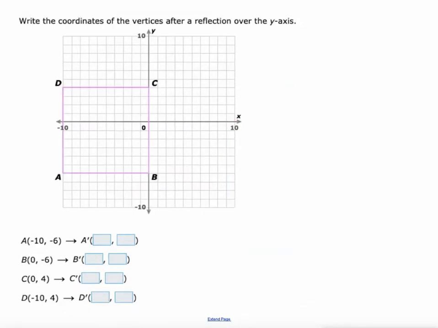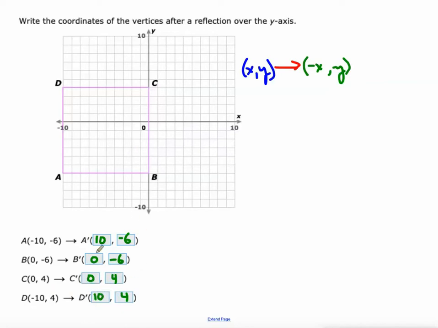All right, how about this one here? We're reflecting over the y-axis. So what's our rule? Our rule is when we reflect over the y-axis, when we have a point like x, y, that becomes -x, +y. So you take the opposite of the x and the y stays the same. So y stays the same. -6 stays -6, 4 stays 4. And the x value becomes opposite. So instead of -10, +10. Instead of 0, well, the opposite of 0 is 0. Same here. And instead of negative 10, positive 10.